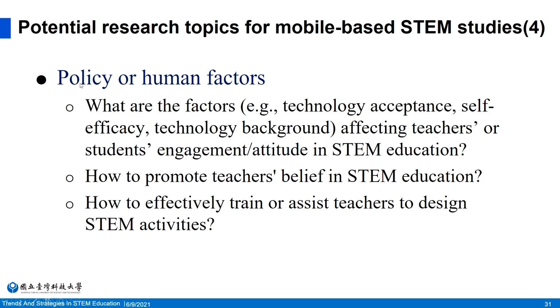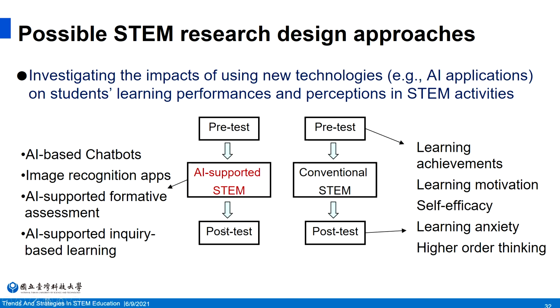Finally, from the perspective of policy or human factors, researchers can consider what factors such as technology acceptance, self-efficacy, and technology background affect teachers' or students' engagement or attitude in STEM education. They can also investigate how to promote teachers' beliefs in STEM education. Also, how to effectively train or assist teachers to design STEM activity.